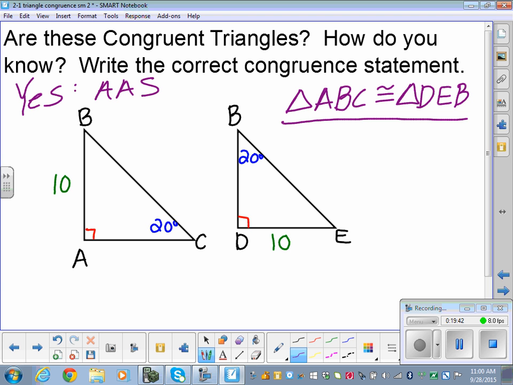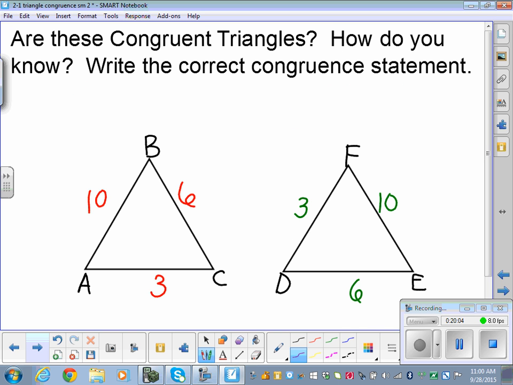Now, if you would have went with ACB, then you would have just had this correct according to what you put. So your congruent statement might be different than the person sitting next to you, but your A's will match up with your D's. Your B's will match up with your E's. Your C's will match up with your B's. Does that make sense? Okay, awesome. Let's do another one. Does it matter which triangle is the first? Nope, doesn't. Good question.